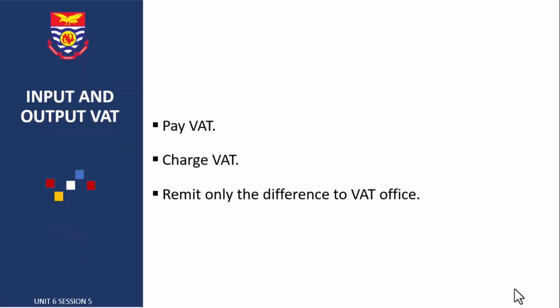Every registered person is required to do three things: pay VAT, which is the input tax, on all taxable purchases of goods and services, and obtain tax receipts. Then you're also required to charge VAT, which is the output tax, on all taxable sales of goods and services, and issue a tax invoice for them. At the end of the month, you are to deduct the total input tax from the total output tax and remit only the difference to the VAT office.